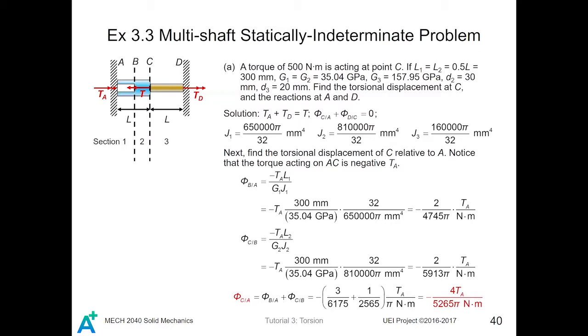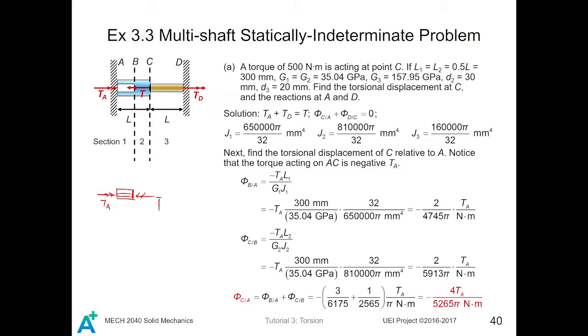Next, we compute the torsional displacement of each segment one by one. For segment BA, the torsional displacement at B relative to A equals minus TA L1 divided by G1 J1, because for AB, this hollow shaft, there is a TA here and then the applied torque T here. Since both of them are pointing into the material, the torsional displacement caused by the torque is negative, and consequently this torque is a negative torque. By substituting all the values into it, what we are left with is just TA.